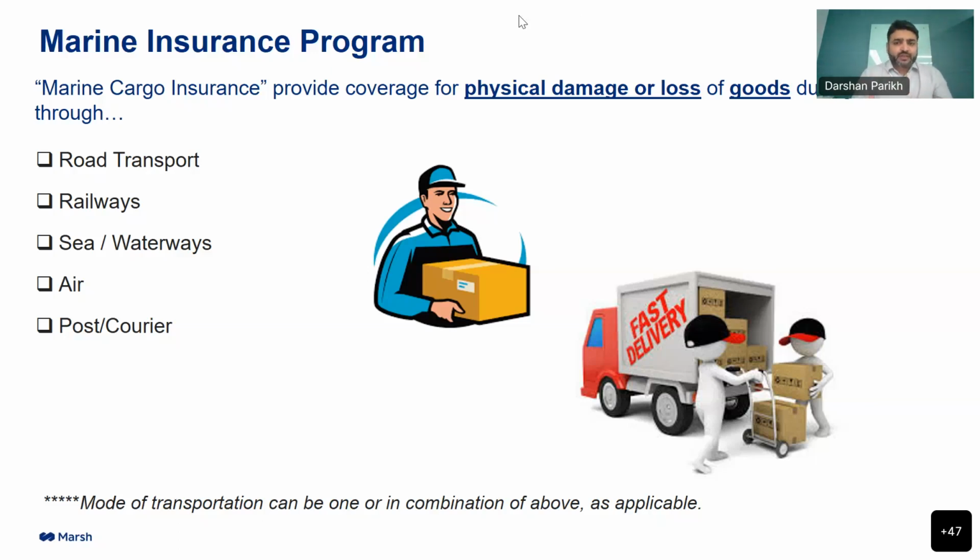So what I'm going to take you through today is a couple of slides on the coverages and how these things work. Then my colleague Prashant will take you through a couple of claim scenarios and how that affects you as an industry and as an exporter or a manufacturer or a trader and things like that. So can I have the next slide, please?